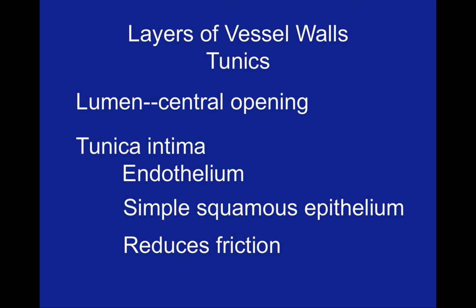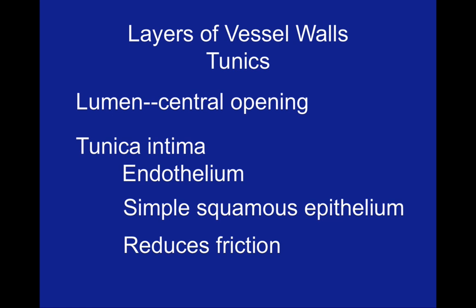There are 3 layers to the walls of our blood vessels that we need to be aware of. And the first is known as the tunica intima. The tunica intima is our first deepest layer. The tunica media is our muscular middle layer. And the tunica externa is our outermost connective tissue layer. Let's go over these walls from the inside out.